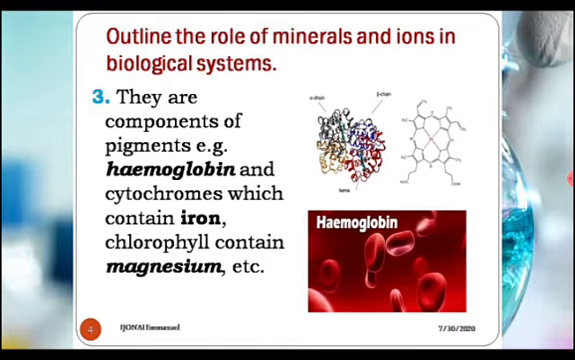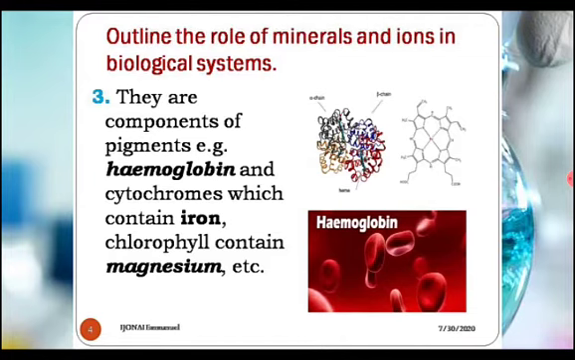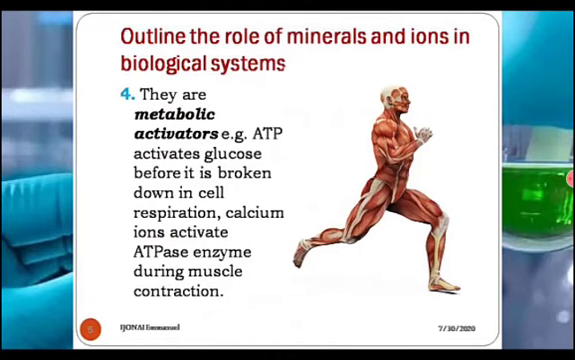Chlorophyll, which is found in plants, we know very well chlorophyll traps sunlight for the process of photosynthesis. It contains magnesium ion. So we can see that these minerals and ions are components of pigments, both in animal systems, in plants, and other organisms as well. Number 4, they are metabolic activators.